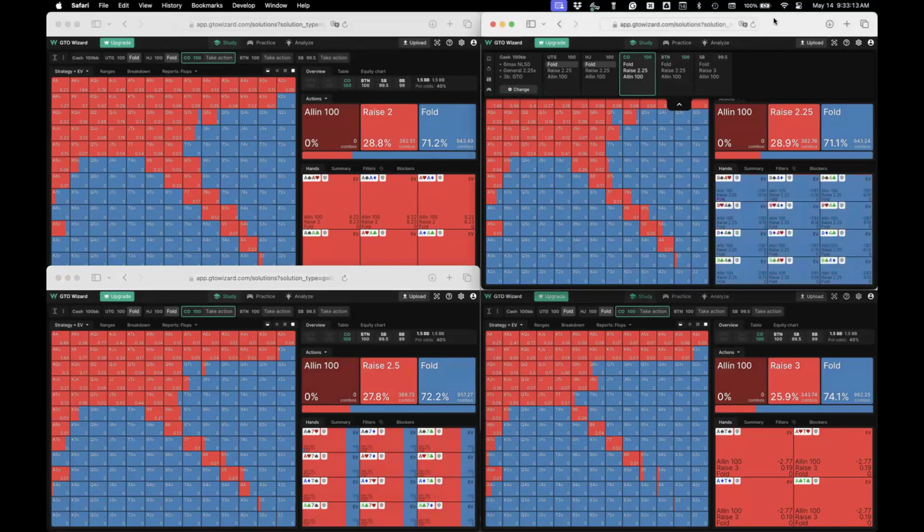28%, I have to move my meeting chat out of the way, 28.9 to 27.8 to 25. Interesting that this is actually lower. That 2.25 opens a tiny bit wider than 2, but that's noise in the system. But this is not noise in the system. 28.8 compared to 25.9, that's not noise in the system. That's real, I believe.